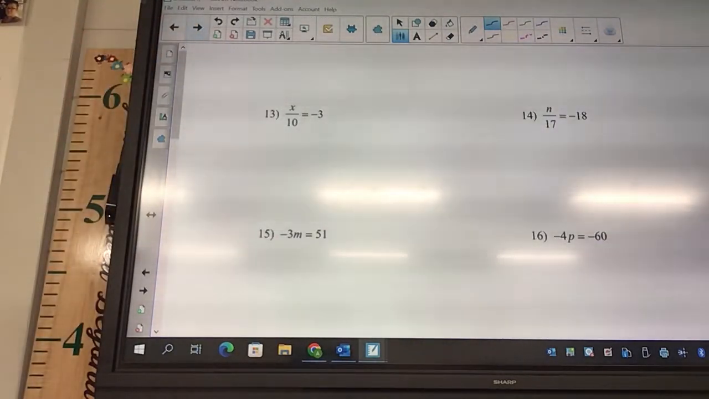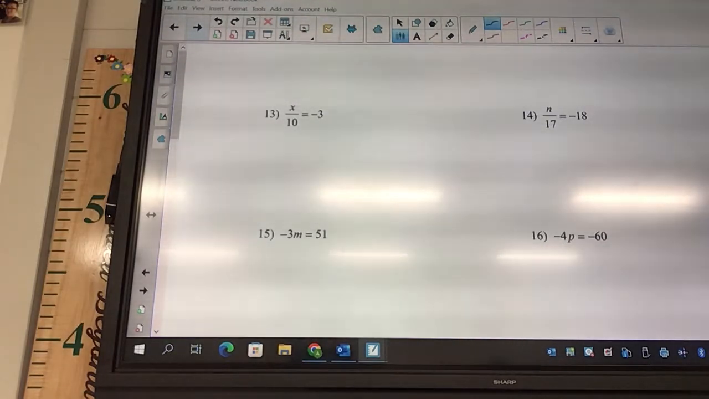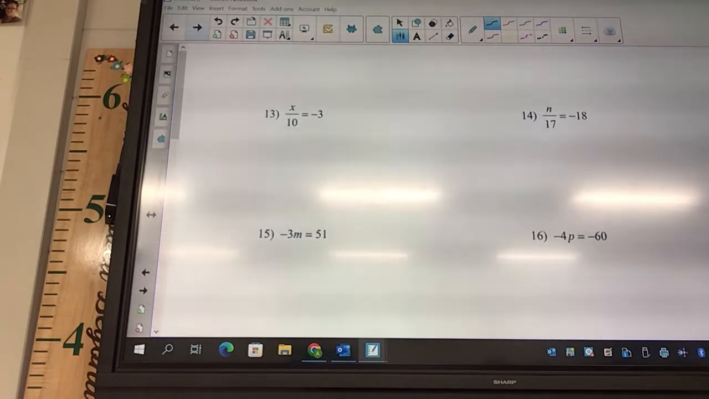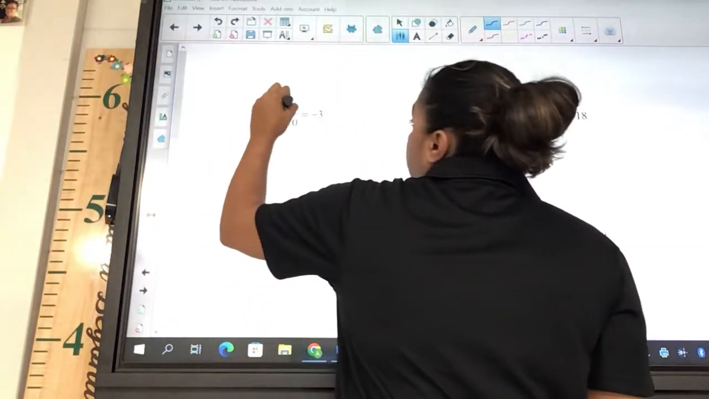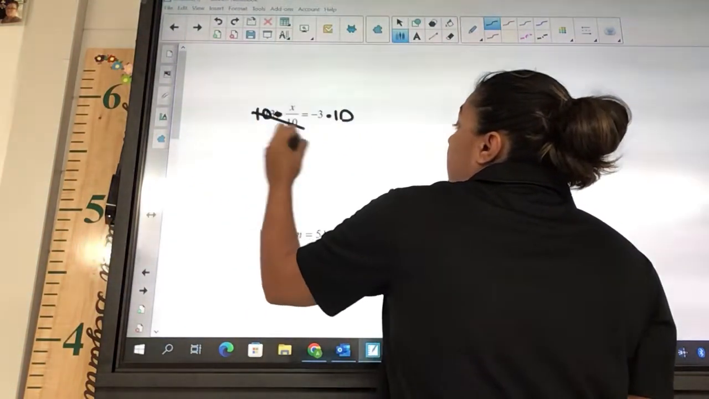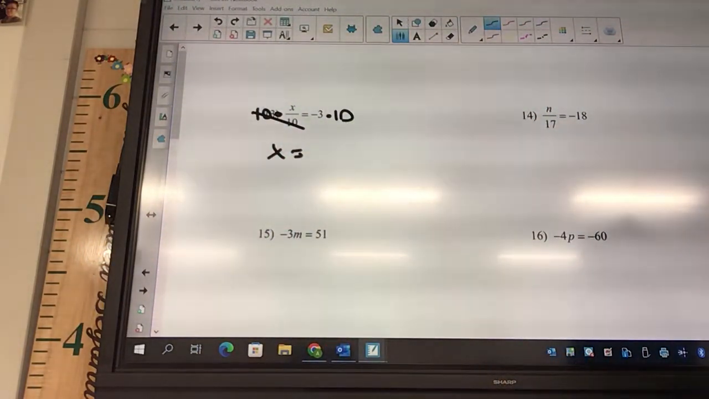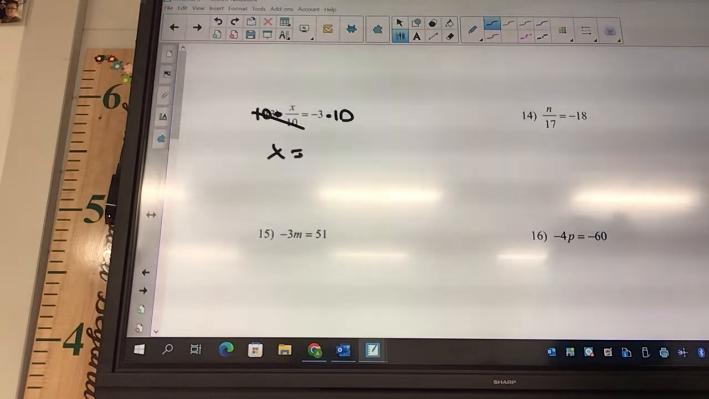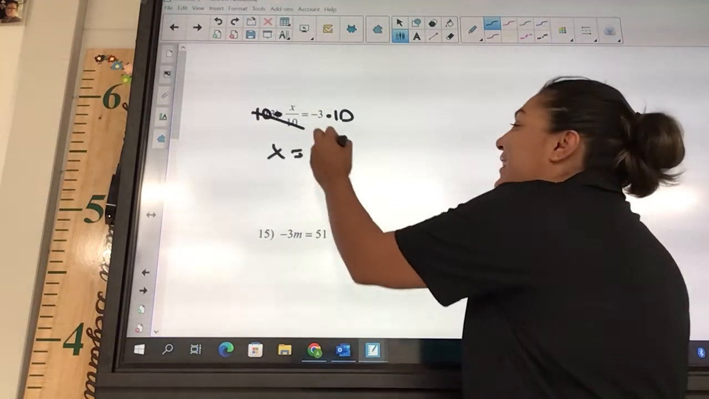Okay, 13. I got x over 10 equals negative 3. What is the x over 10? It's division, so you need to do what? Multiply by 10. X equals what? Quit second guessing yourself.